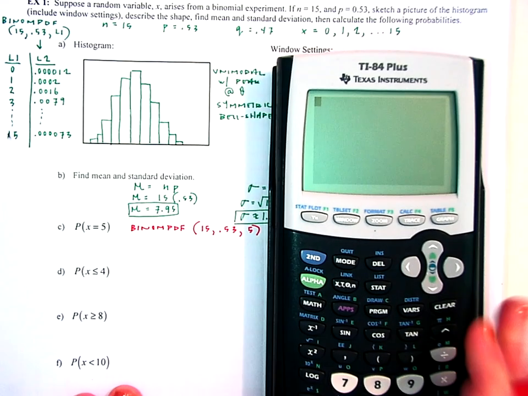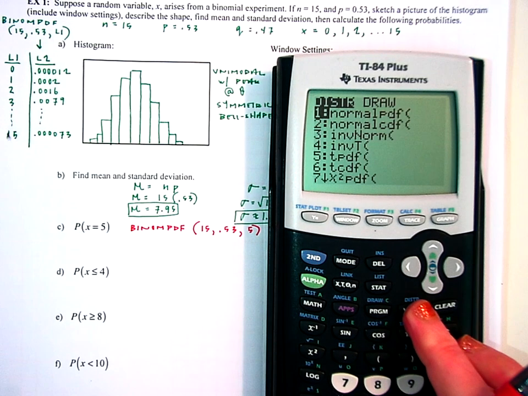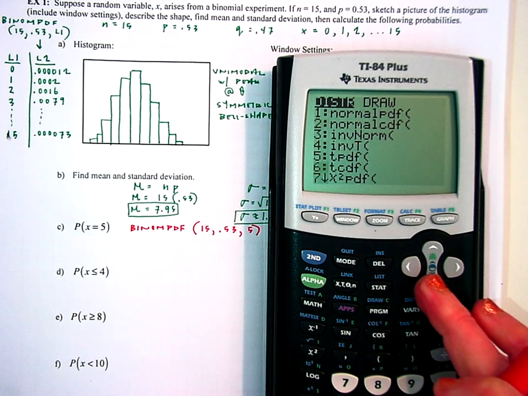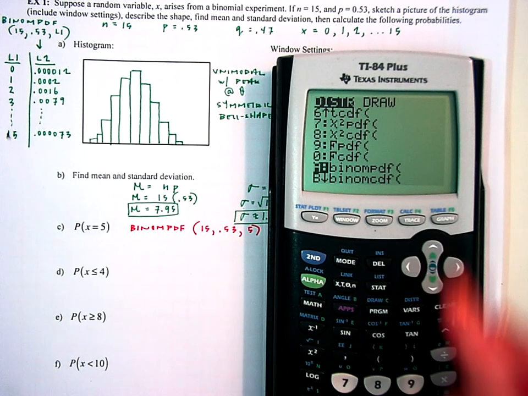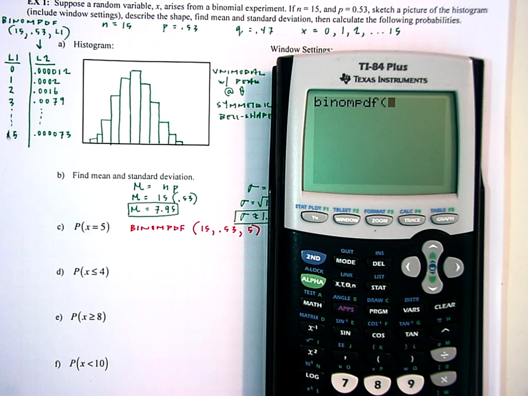So I'm hitting 2nd VARS, takes me to my distributions, and I'm going down to binomPDF right here. My N value is 15, my P value 0.53, and my X value is 5. So here's what shows up. I'm going to record to 4 decimal places, so it's about 0.0661.